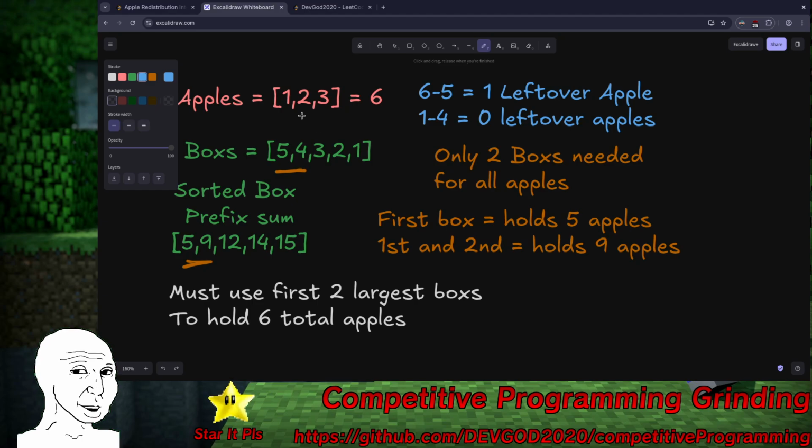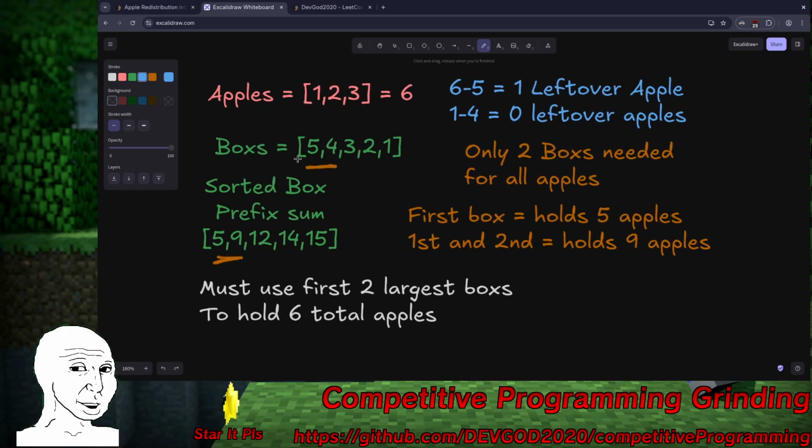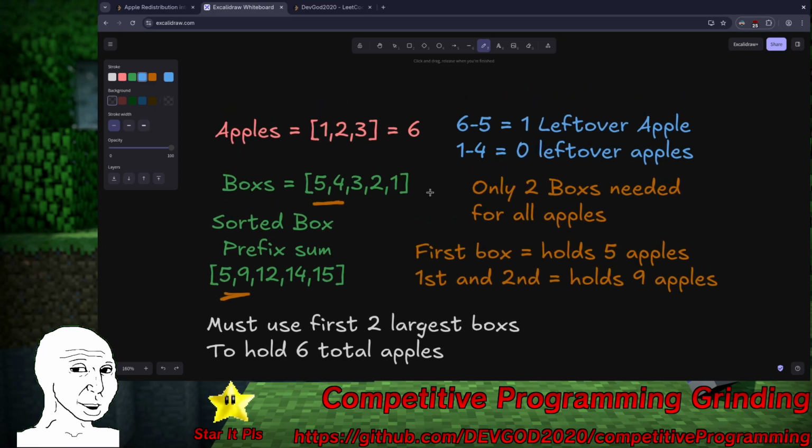So what that basically means in a nutshell is we can take our apple array, which in this case, one of the test cases was 1, 2, 3, and just find the sum of it. So that sum is going to be that 6 right there. So our 6 total apples that we need to somehow distribute between our given boxes array. And our boxes slash capacity array is going to be the total storage capacity of each box that we have available. So for example, what I go ahead and do is I just sort it, and that'll make sense a little bit later. So we have one box where we can store 5 apples, one box where you can store 4 apples, one box where you can store 3 apples, etc.